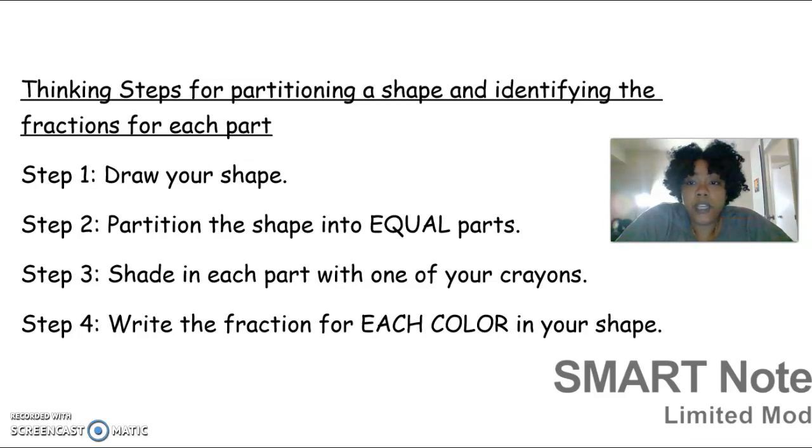So the first step is to draw your shape. The second step, partition the shape into equal parts. Step 3, shade in each part with one of your crayons. Step 4, write the fraction for each color or each part in your shape. I'm going to give you like 30 seconds to read those steps over by yourself and then we will continue on.